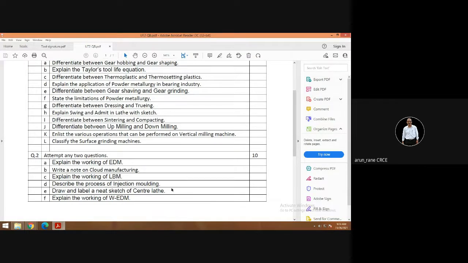I am always here. You can meet me. I am always available on the phone also. If I am not taking the phone, you can WhatsApp me. But please write down your name also. Whenever you WhatsApp me, please write down your name and that you're from second year.